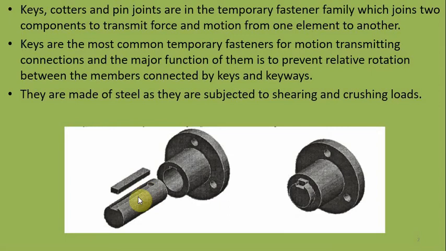The keys are always connected to shaft and hub. This part is called the hub, this is called the shaft, and this small element is called the key. In order to connect this shaft with the hub, first we will insert this key in the shaft, and then the assembly we will insert into this hub. So for seating this key, we need a keyway here.